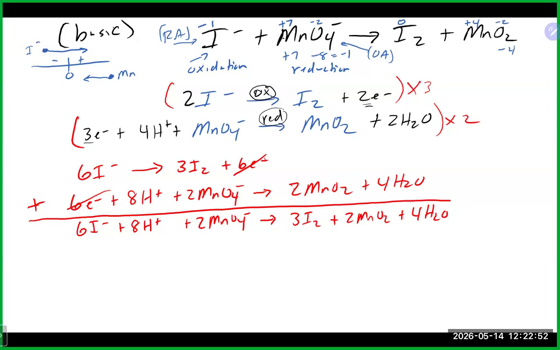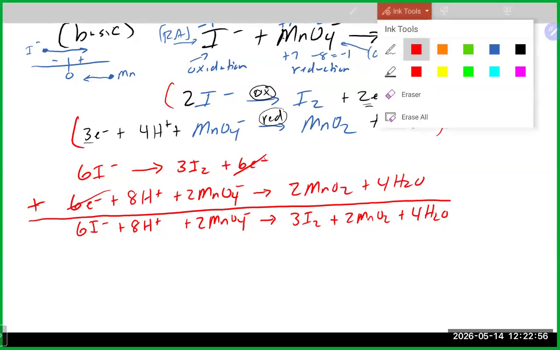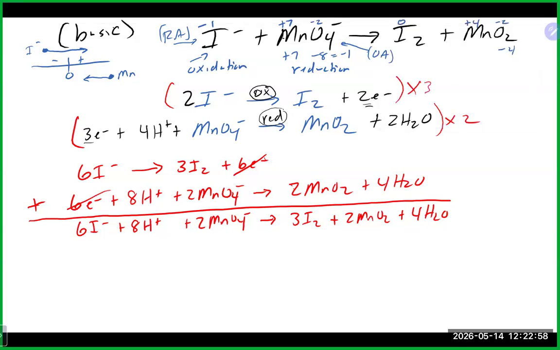At this point, though, we were doing basic, so this is the part where we can turn it into basic. And remember that we're going to add OH- to both sides, and it is going to be equal to the amount of H+ that we have. So in this case, we're going to add 8 OH- to the right and 8 OH- to the left. Once again here on the left-hand side, that's going to combine to give us 8 waters.